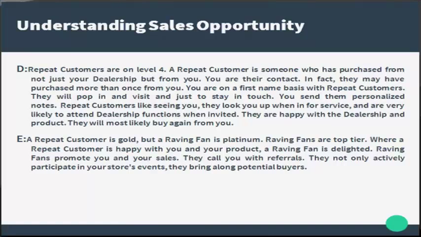The fifth category is the E category. A repeat customer can be called gold, but a raving fan is platinum. A raving fan is top tier. Where a repeat customer is happy with you and your product, a raving fan is even a referral friend. They refer your product to others also.